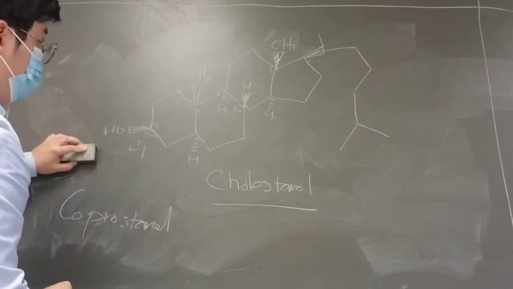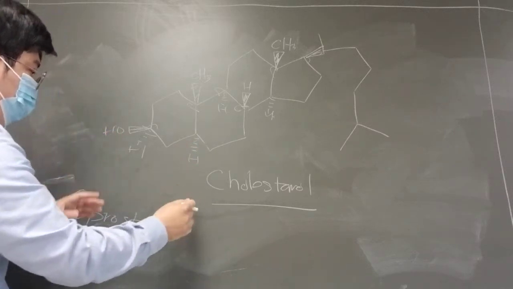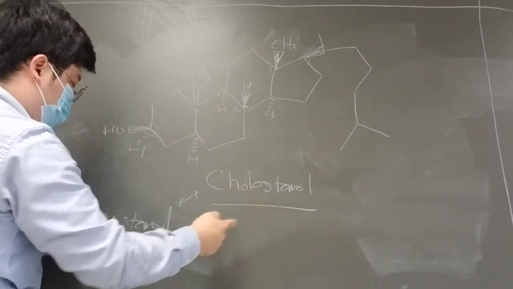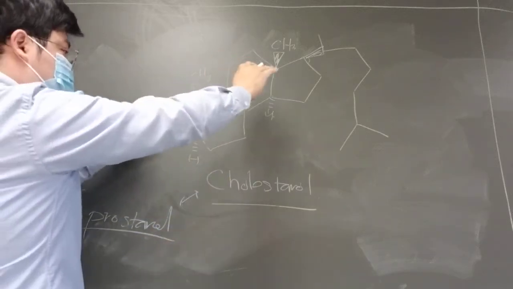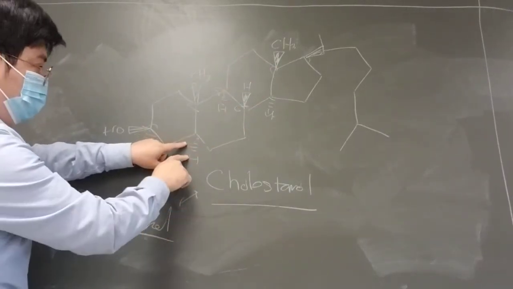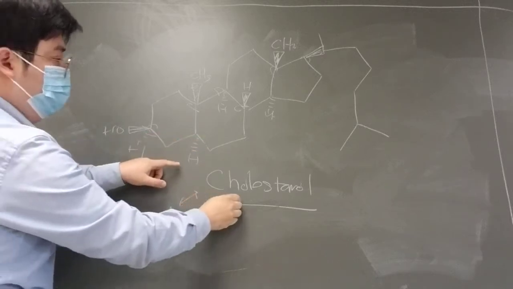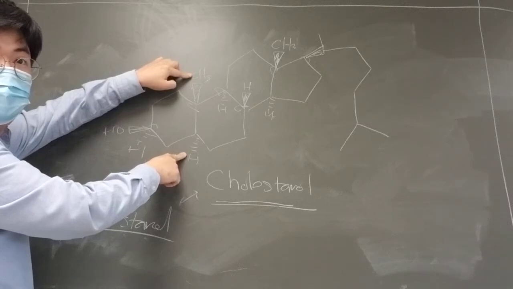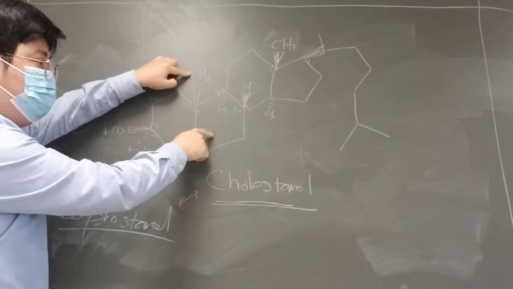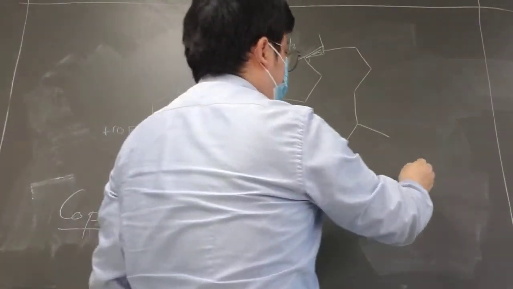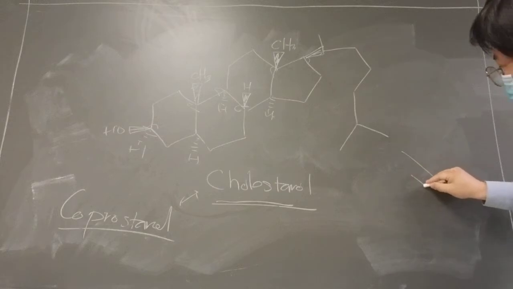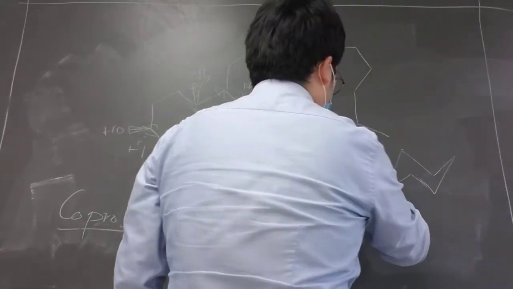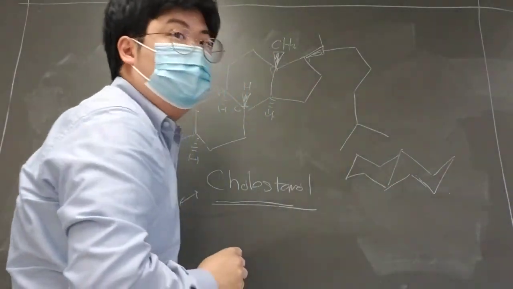So should I draw this again? For this one, they're all the same structure. Cholesterol and coprostanol have the same structure, but this hydrogen is heading forward, while in cholesterol it is going back. So that's what? Trans. Remember this? Polycyclic trans. Let me draw this again. Right? Trans.